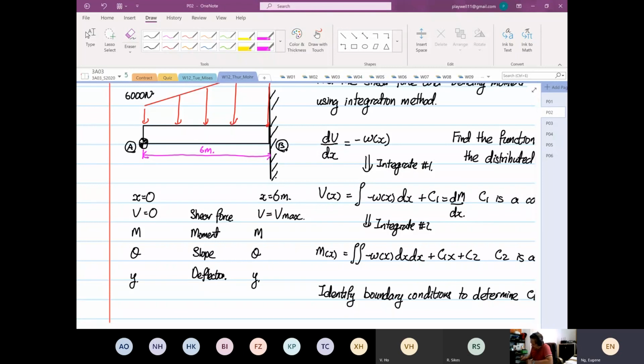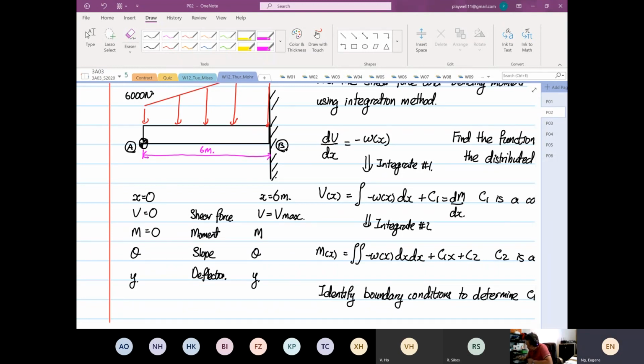Now, next we look at the moment. Can anyone tell me when x is equal to 0, what is the moment equal to? Is it equal to 0? If yes, why? Anyone? Can you remember? I hope you all can hear me. Okay, you all cannot remember, but I will tell you the moment is equal to 0.